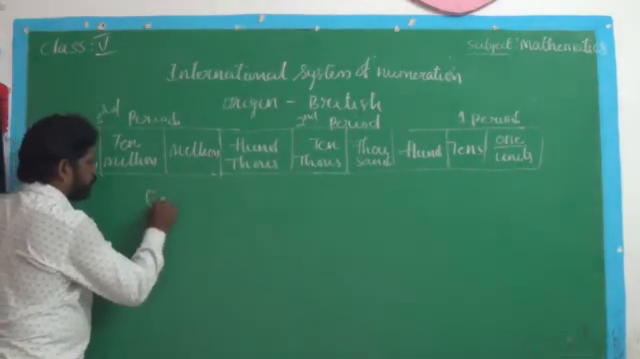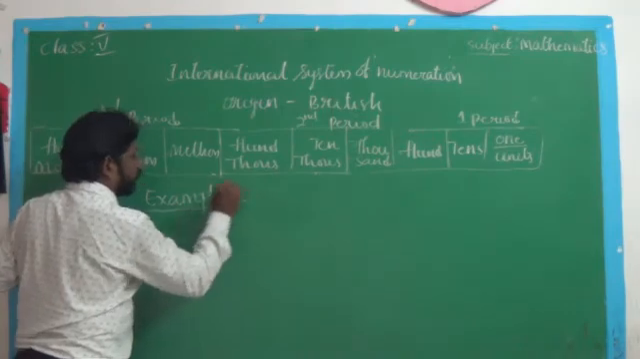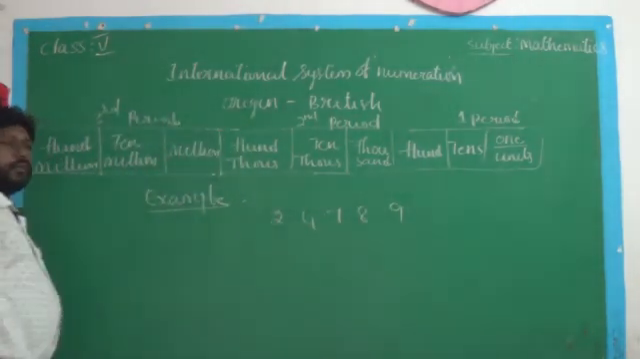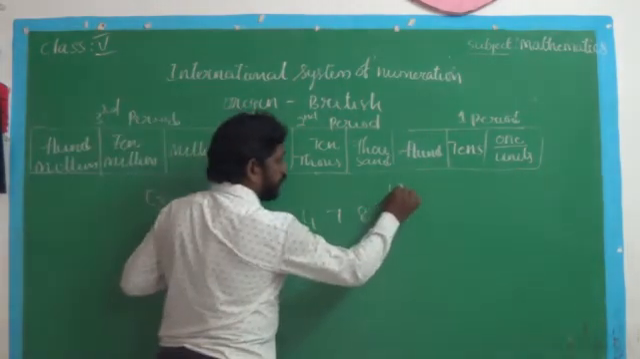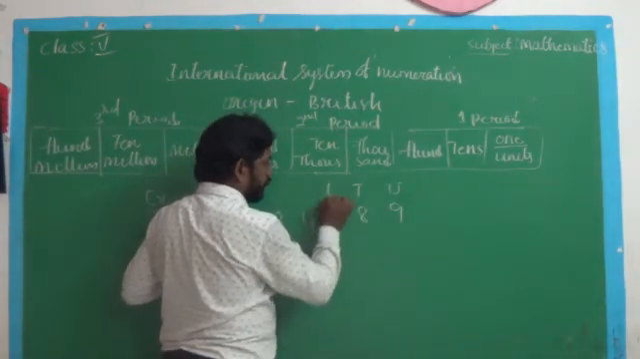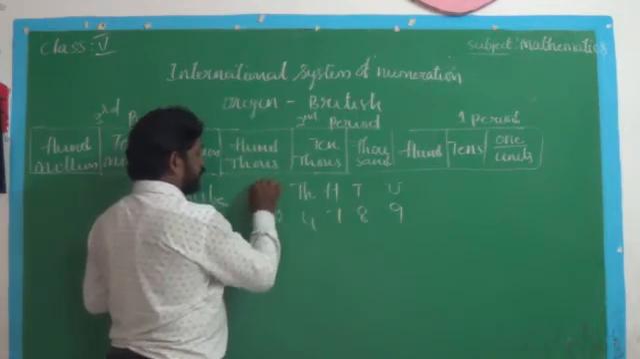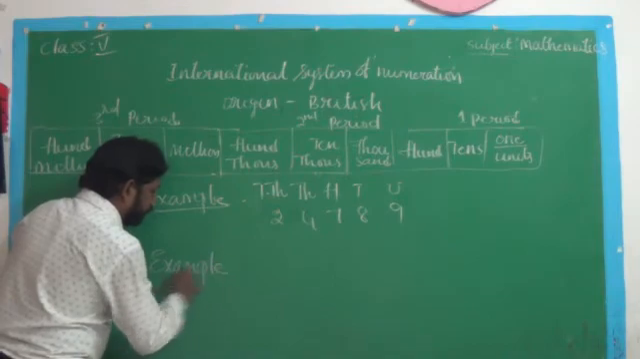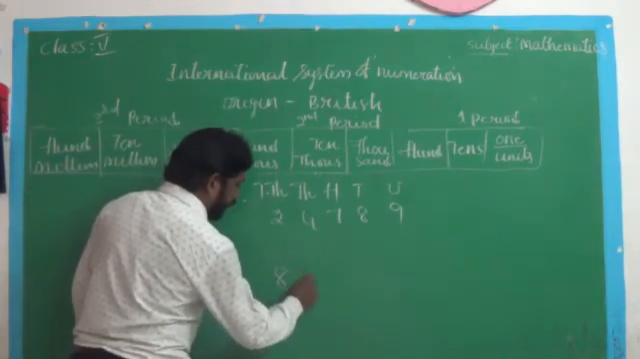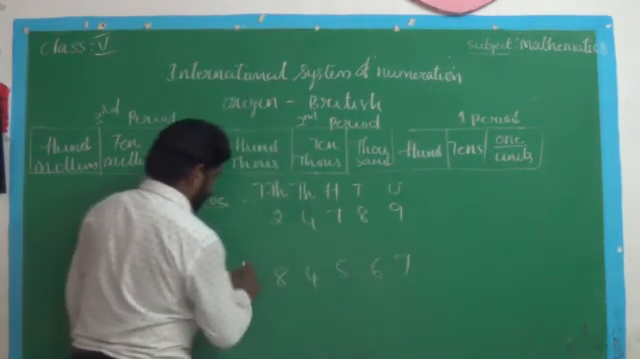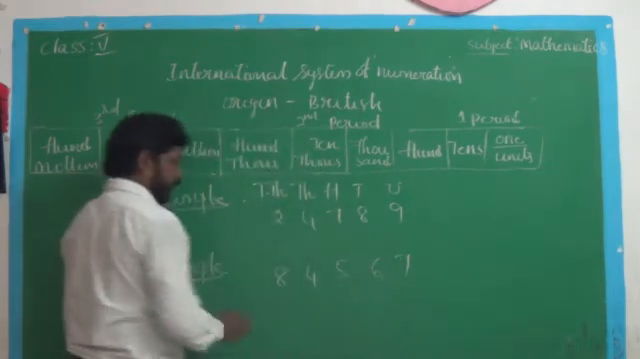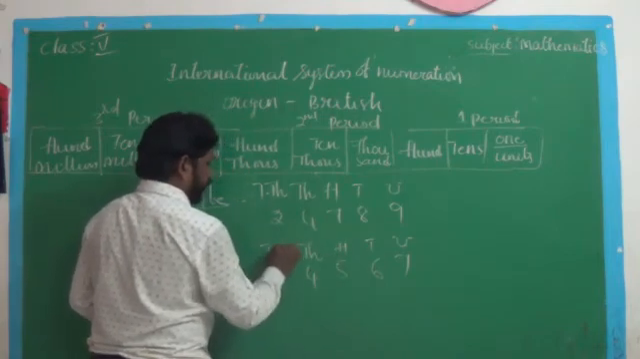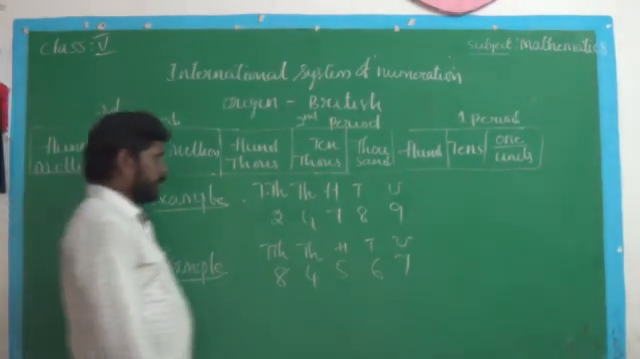Take an example. Identify the place values of a given number. Units, tens, hundreds, thousands, 10,000s. One more example: identify the place values of a given number, 8, 4, 5, 6, 7. Units, tens, hundreds, thousands, 10,000. Go for one more example.